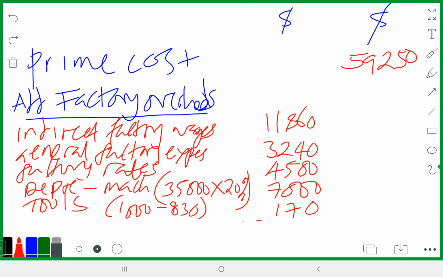Then you can now add up everything. You can add up everything and give us the figure that you find.